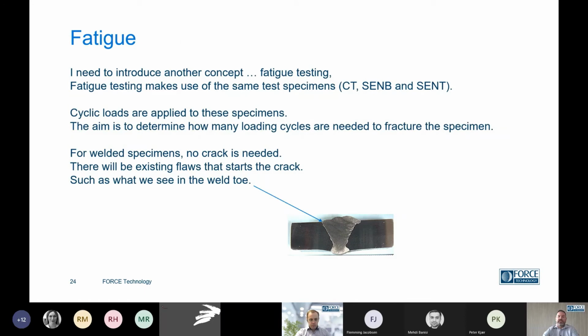Now I'm getting close to the end of the presentation, and I want to introduce you to fatigue. Fatigue tells us how many times a load can be applied to a test specimen before it fractures. And luckily we can use the same specimens as before, but for welding we already have something similar to a crack, where the arrow is pointing, the weld toe. So these specimens may look a bit different.